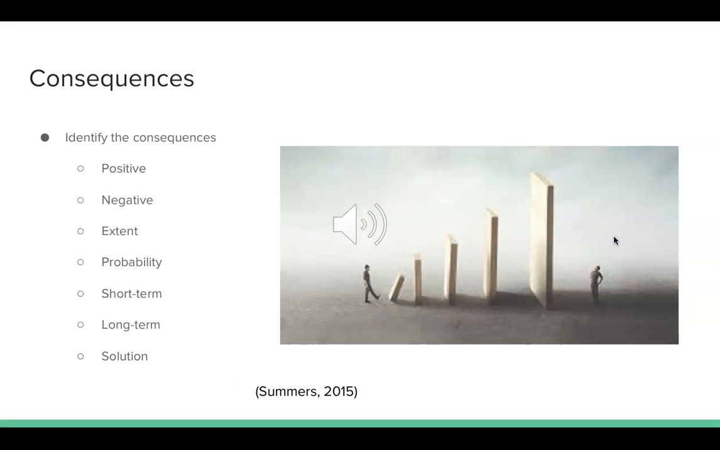As a group, identify all of the consequences that will result from the dilemma to the affected stakeholders. Identify both the negative and the positive consequences. What is the extent of the consequences? What are the possibilities of those consequences happening? What are the short and long-term consequences, and how will they happen? To make it simple, focus on the primary stakeholders. Make a decision using only the consequences and see if it is the same solution at the end of the process.